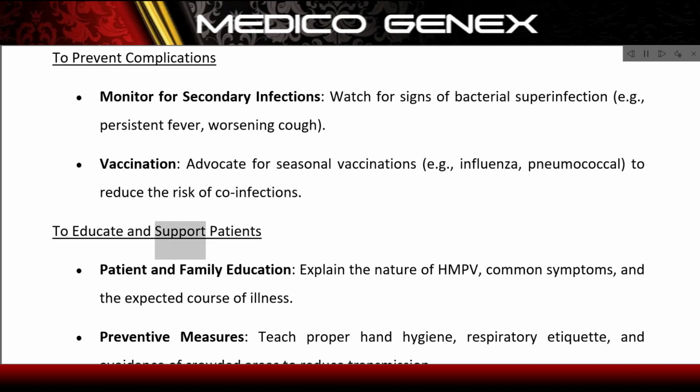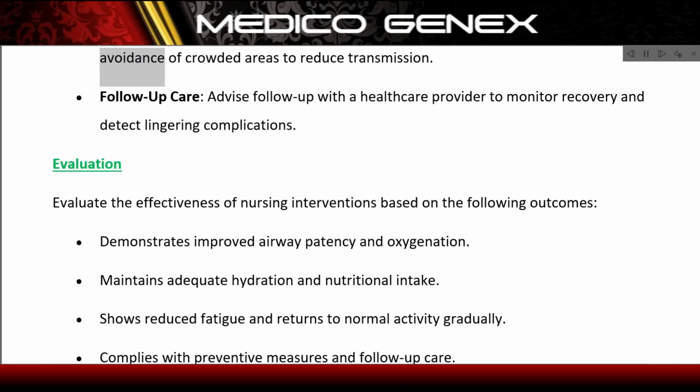To educate and support patients. Patient and family education: explain the nature of HMPV, common symptoms, and the expected course of illness. Preventive measures: teach proper hand hygiene, respiratory etiquette, and avoidance of crowded areas to reduce transmission. Follow-up care: advise follow-up with a healthcare provider to monitor recovery and detect lingering complications.